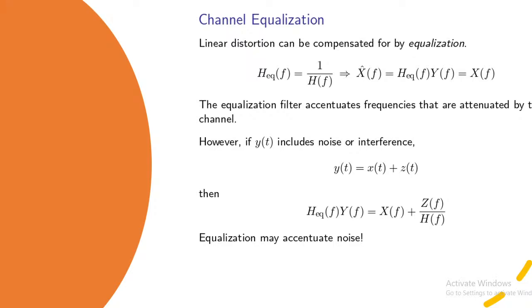At the end of the channel, at the receiver, you take the equalizer, whose transform is 1 upon H(f). The channel has H(f), and the equalizer has 1 upon H(f). When you multiply them, you get 1. Therefore, it is equalized. It is the same as x multiplied by H(f) multiplied by 1 by H(f), which is equal to x. So y will be equal to x.